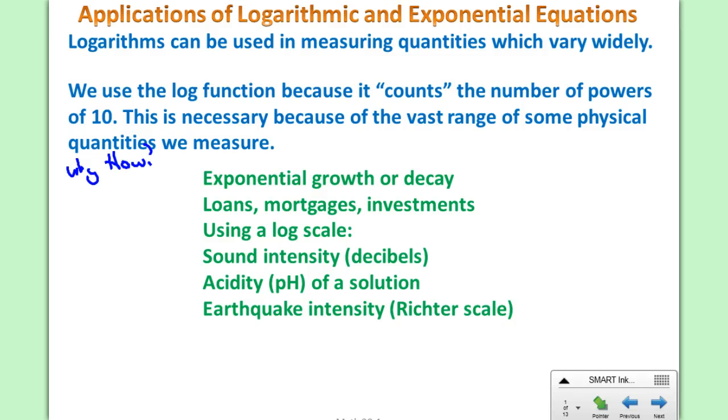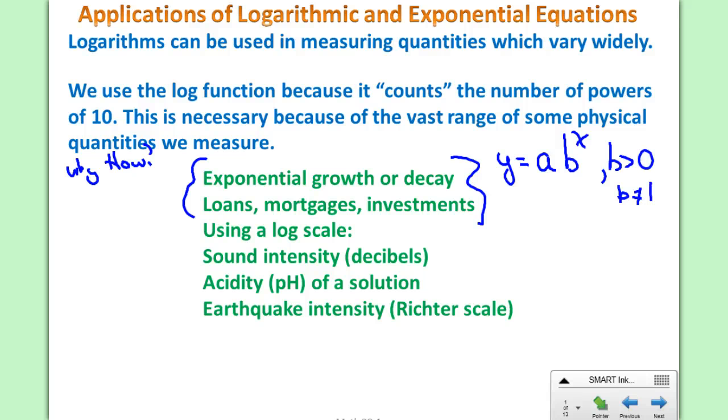For example, everything that's exponential in these examples, if we think back to our exponential functions, we can represent every exponential function like this: y equals a times b to the x, where b is greater than 0, but b cannot be equal to 1. So this can be growth if b is greater than 1. But it could also be decay if b is somewhere between 0 and 1. So there's all kinds of examples.